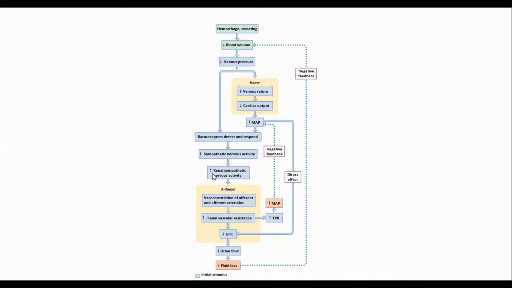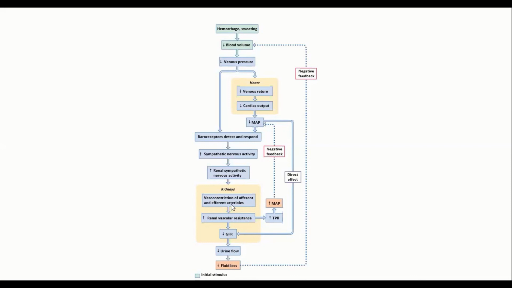Now, the effect of an increase in sympathetic nervous activity on the kidneys is constriction of both the afferent and the efferent arterioles, which is going to increase the resistance of the blood flow around the nephron in the kidney. And that increase in resistance, just like in our previous diagrams, decreases the glomerular filtration rate, decreases urine flow, and decreases fluid loss.